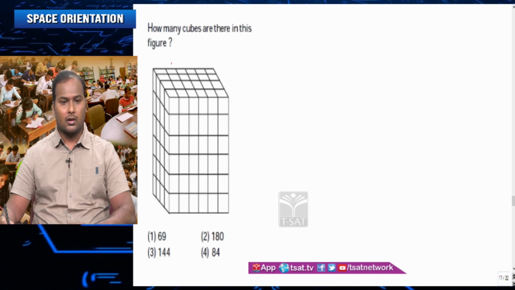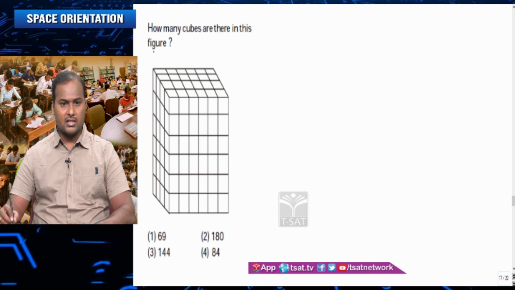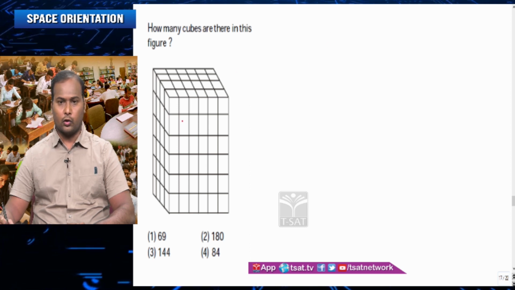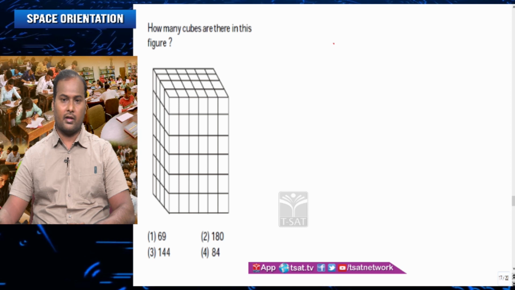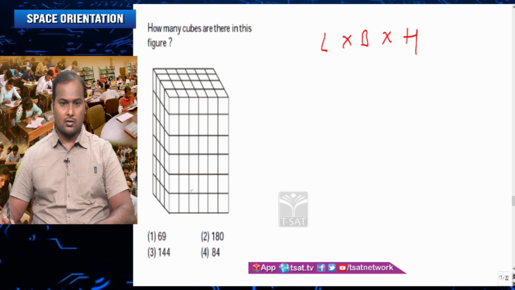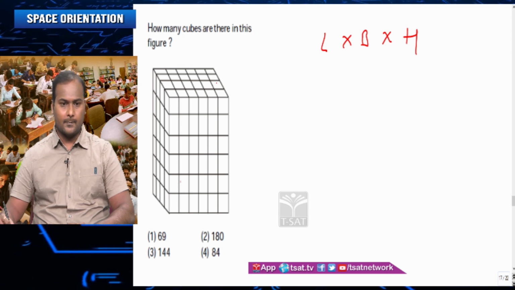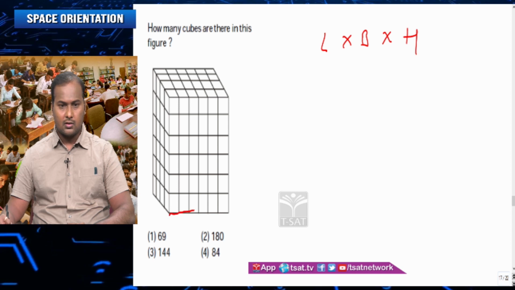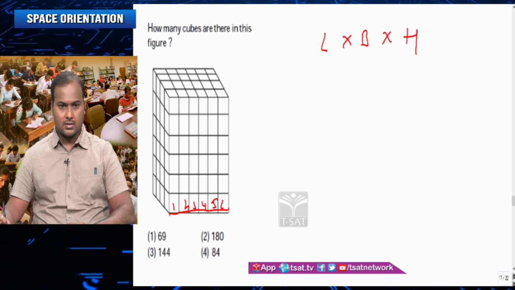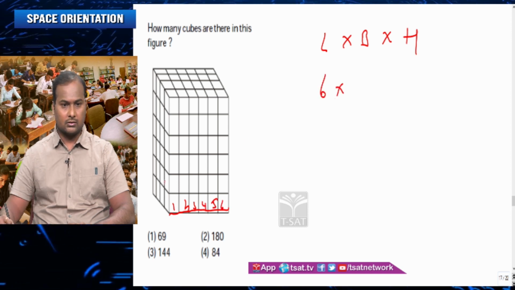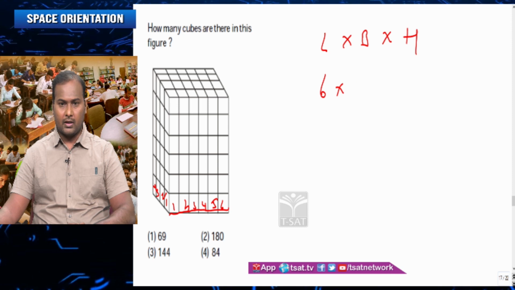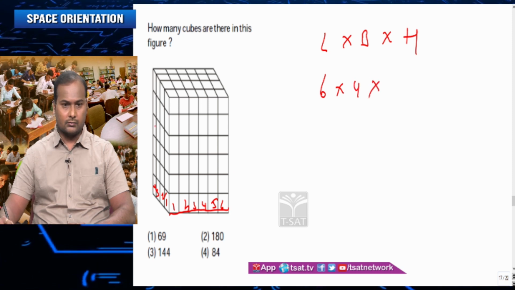Next question. See here. How many cubes are there in this figure? He is asking how many cubes are there in this particular figure. So we need to take this cube, which is a 3-dimensional figure. Whenever we have a 3-dimensional figure, there is length, breadth and height. So first we calculate how many length, how many breadth and how many height. So imagine this is the length. So here 1, 2, 3, 4, 5, 6. So 6 multiplied by breadth 1, 2, 3, 4. So you multiply by 4. Multiplied by height. You take any height.